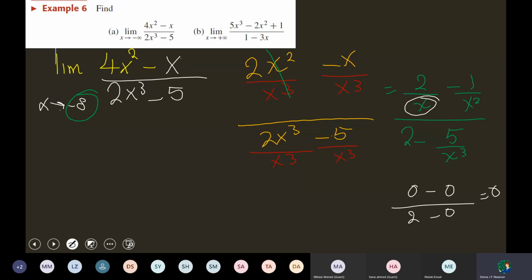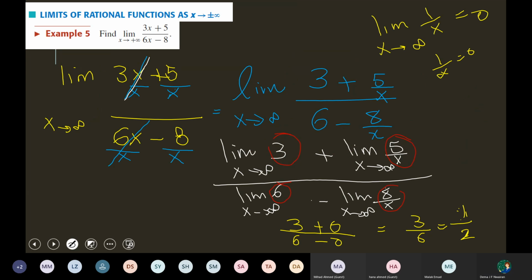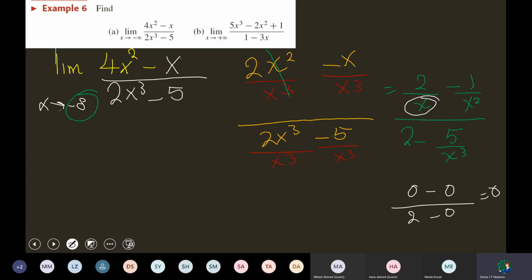Tomorrow, I will solve B. Then I will give you another way, which we call the quick way, to solve example 5, A and B. It's not complicated, but it's the hardest one. Tomorrow I will give you a quick way to solve the radical limits. Okay?